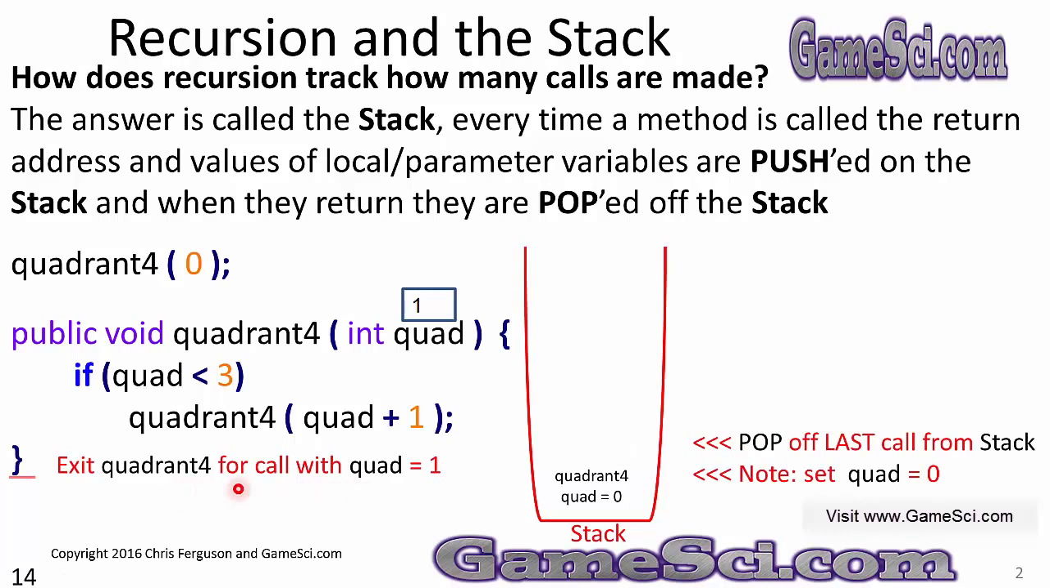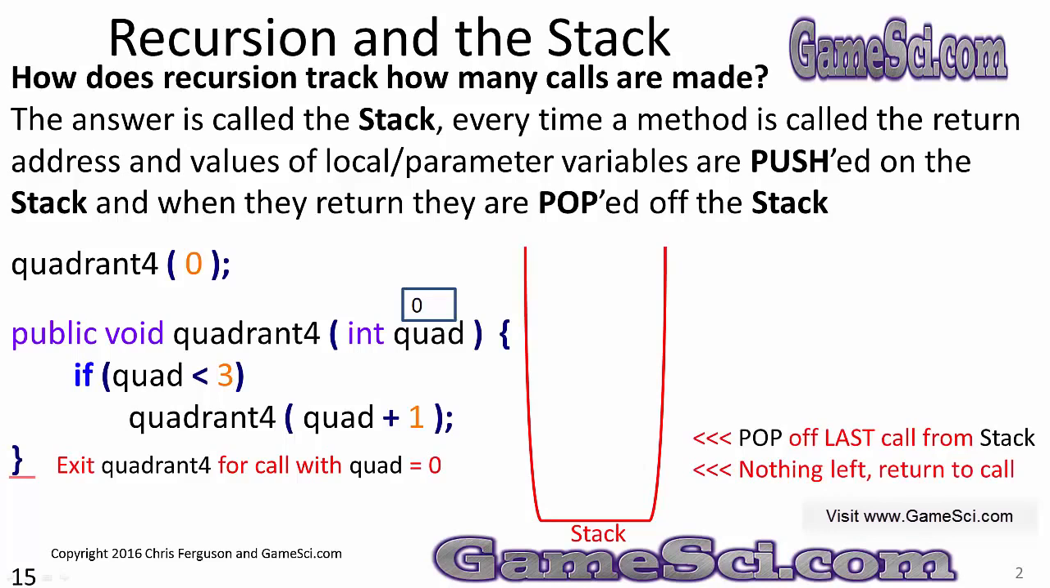We finish that call to quadrant 4 where quad was equal to 1. We pop the call off the stack. Look at the quad equals 0. The quad equals 0 is the last one. So we're going to exit quadrant 4 when quad was equal to 0. Now here's interesting. After the pop, there's nothing left. There are no more calls to quadrant 4 on the stack. That's how it keeps track of how many times quadrant 4 got called.